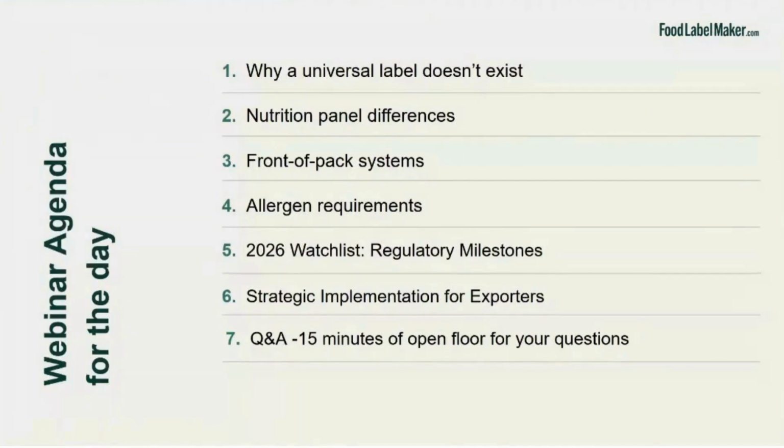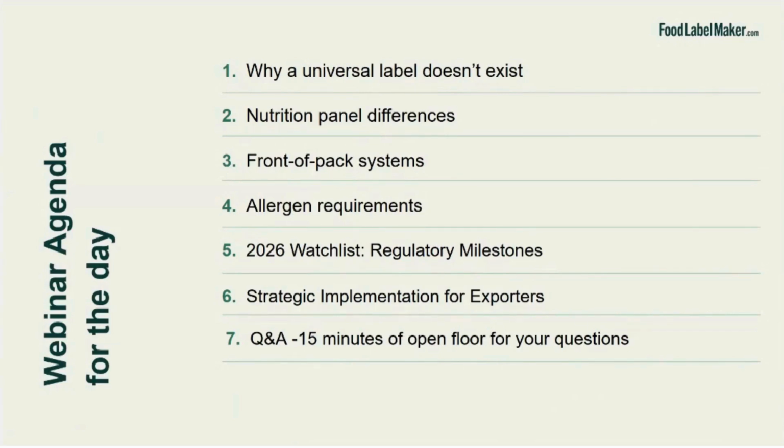All right. So to help you navigate this global matrix, I've divided today's session into 6 key pillars. First, we will dig deeper into why a universal label does not exist, looking specifically at the conflicting legal frameworks. Second, we will cover nutritional panel differences. We'll compare rounding rules, units, in addition to why your per serving data doesn't always translate to per 100 grams.